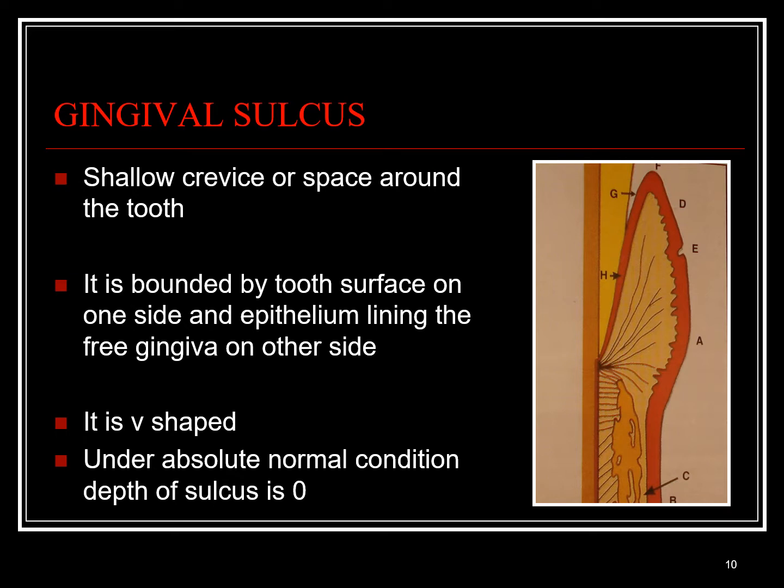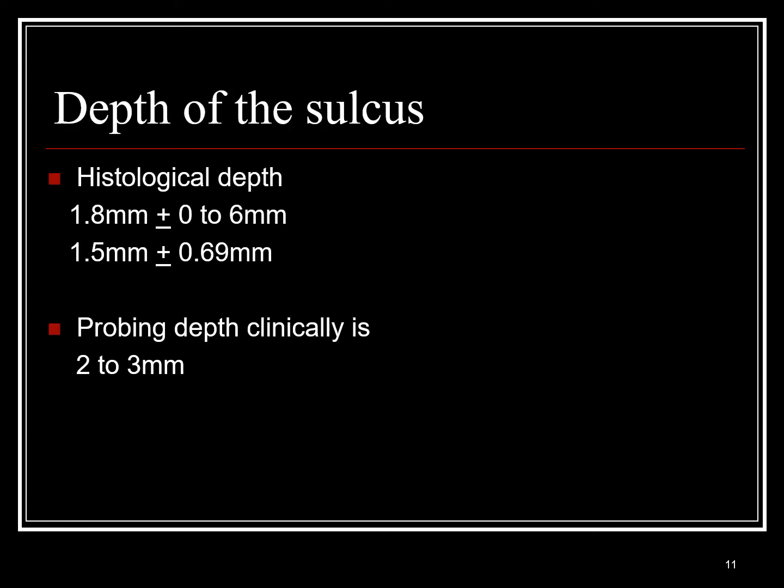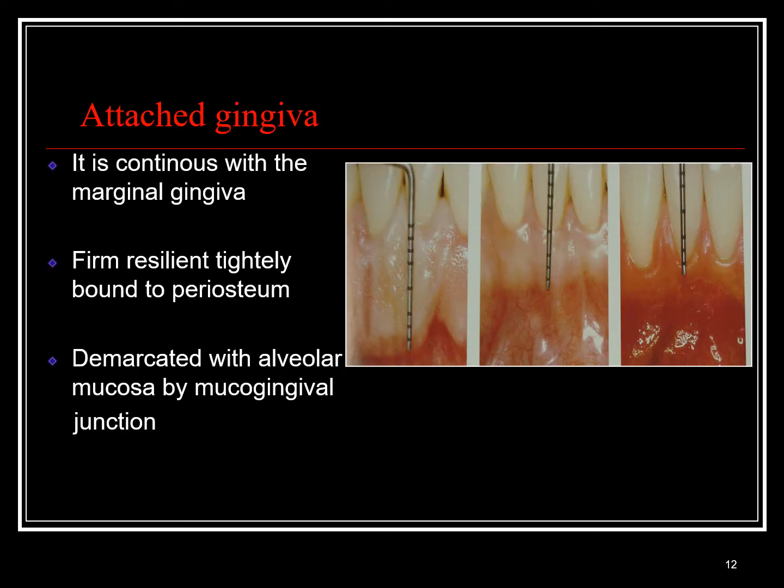Gingival sulcus. Can you see the crevice or the space around the teeth? This space is known as the gingival sulcus. It is bounded by the tooth surface on one side and the epithelium lining the free gingiva on the other side. It is a V-shaped structure, and in absolutely normal conditions when there is no infection, the depth of the sulcus is 0. Histologically, the depth is 1.8 millimeters and probing depth clinically is 2 to 3 millimeters.